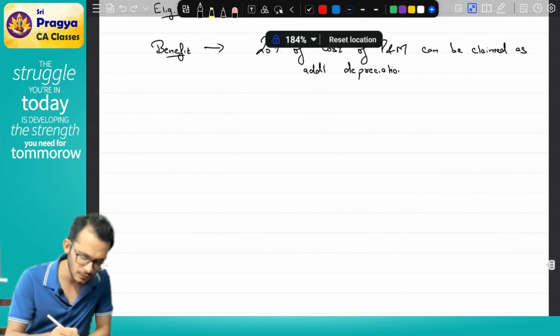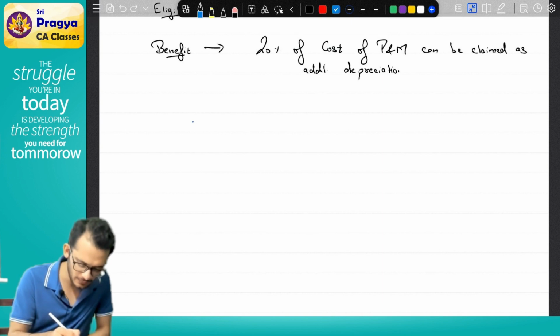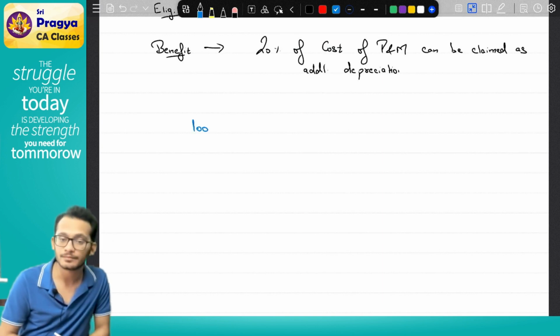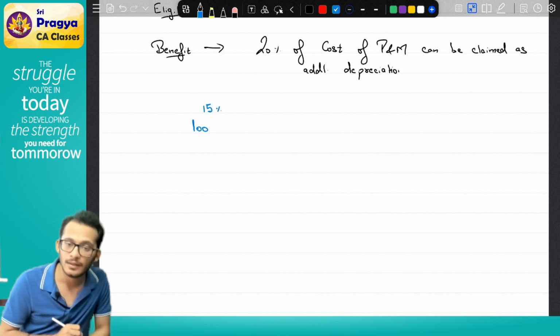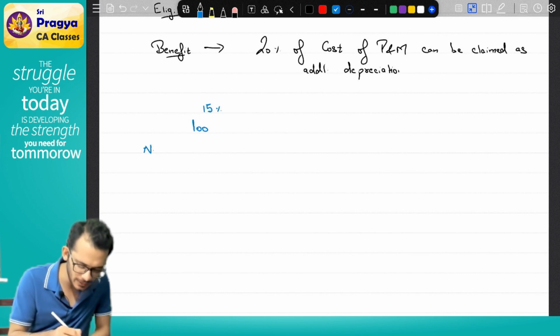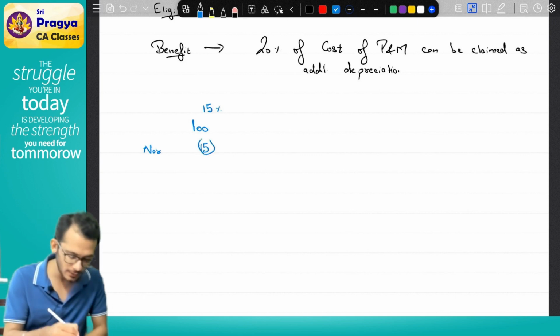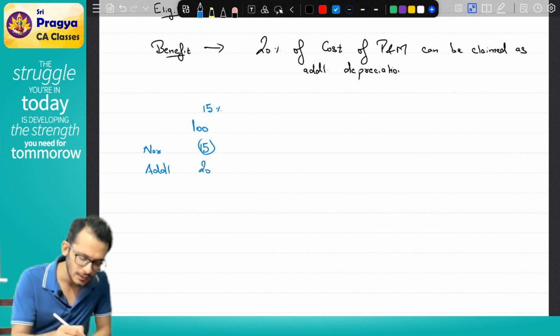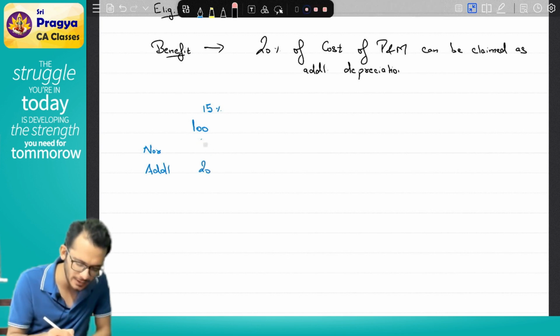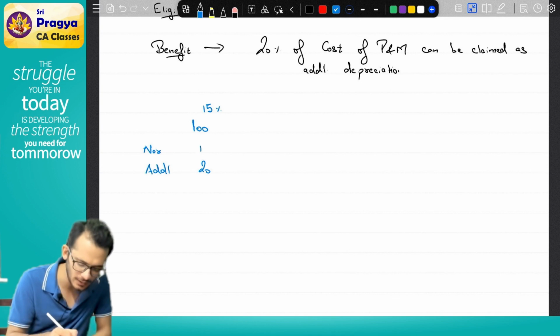How does this work, Rahul? Let's assume that you have an asset worth 100 rupees. The normal depreciation rate is 15, so you will initially claim a normal depreciation of 15. Over and above that, you will now claim an additional depreciation of 20. Does this mean that I can claim 120% of the asset? No, it does not. Instead of you claiming this 20 over the years, I am giving it to you right away.